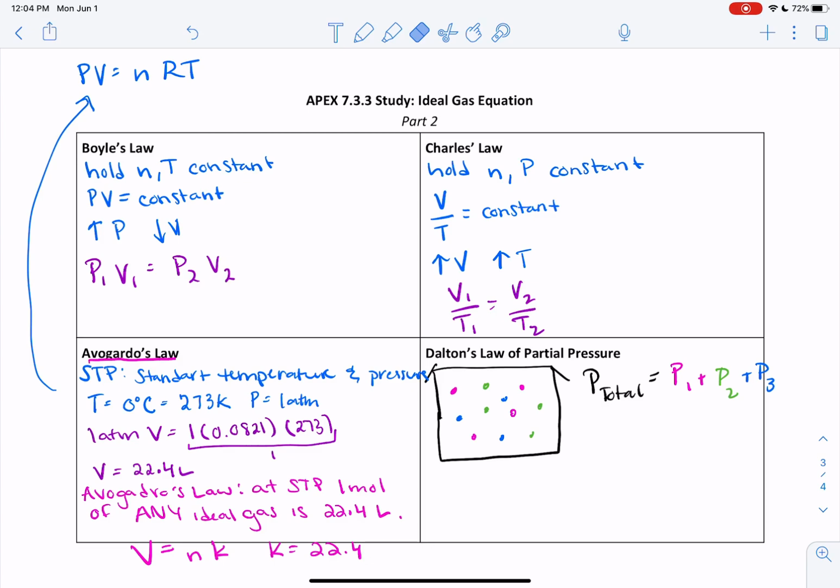Avogadro's law says if we have this standard temperature and pressure, then we can determine that all ideal gases at that standard temperature and pressure have this same volume, okay? And that depends on the number of moles. So these are 4 laws that are a result of the ideal gas equation, okay?